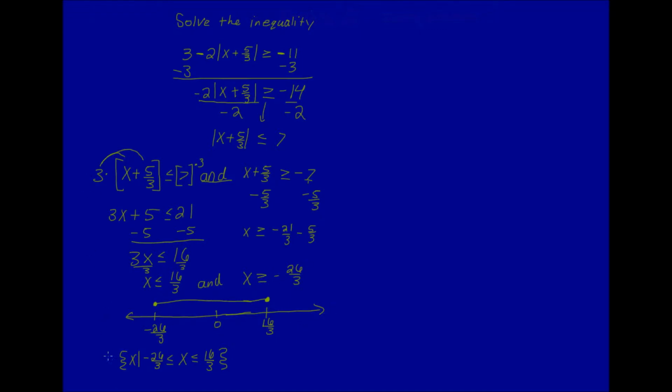So between the verbal, this is the set builder notation. Set builder. And this is the graph. And of course I've read the verbal to you several times. Okay, that's the solution.